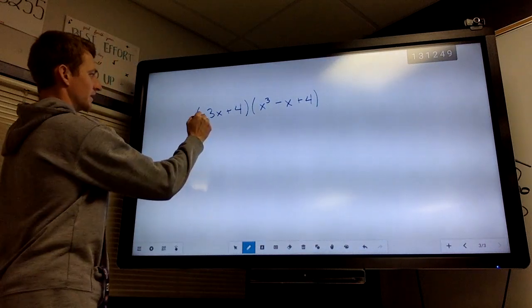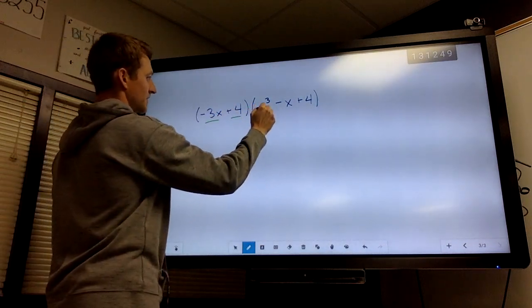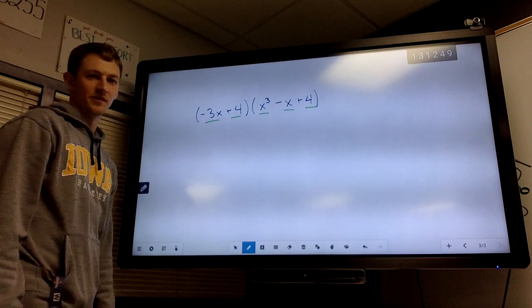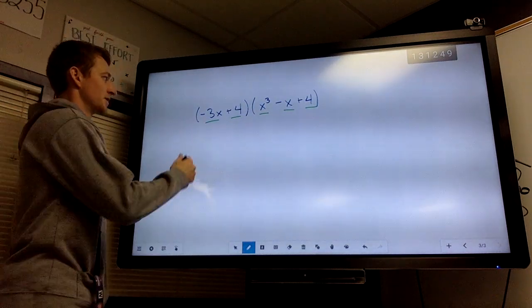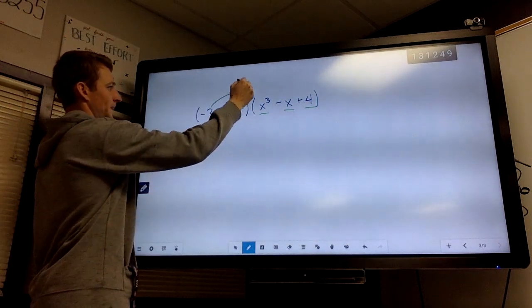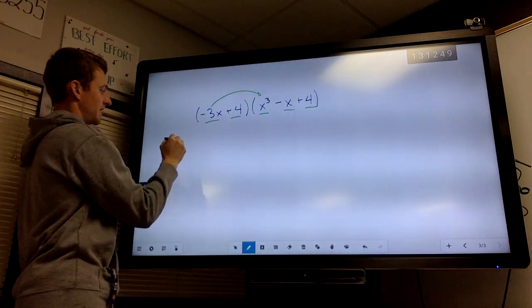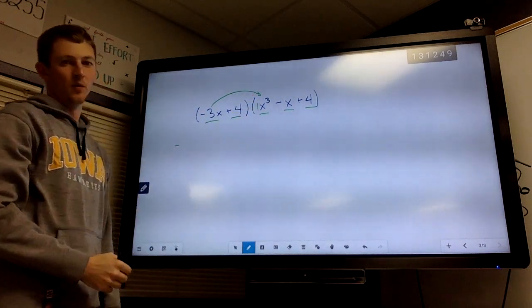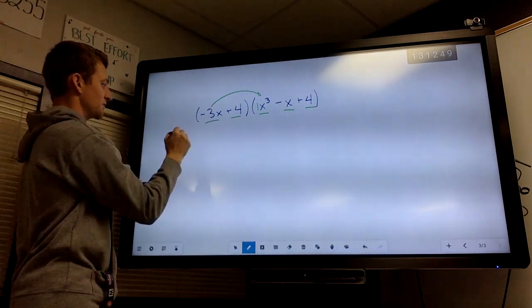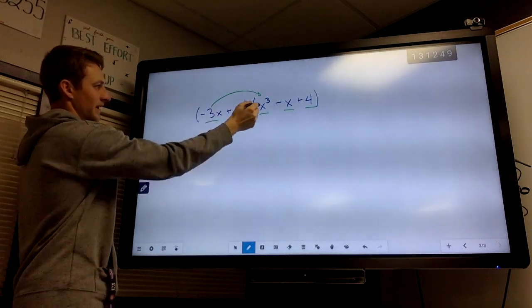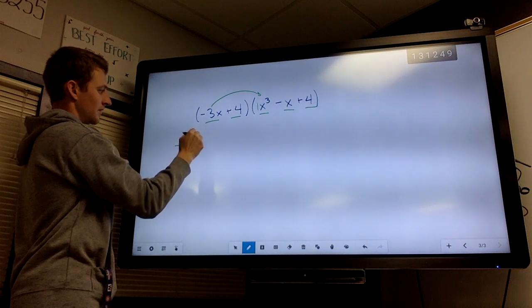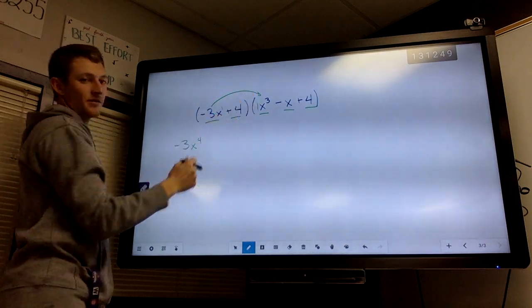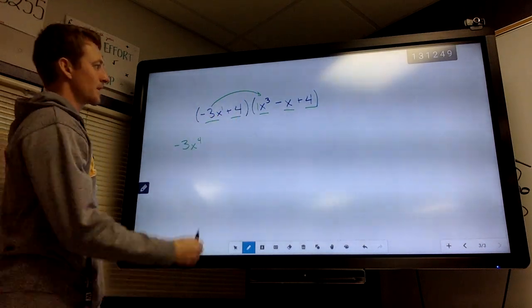And lastly, we are multiplying 2 terms here times 3 terms over here. So we're going to have to do this twice. So we're going to start with a negative 3x first. Negative times a positive is a negative. 3 times, there's an imaginary 1 in front of that x, right? So 3 times 1 is 3. How many x's do we have? 4. 1 right here, 3 over here, 1 plus 3 is 4.